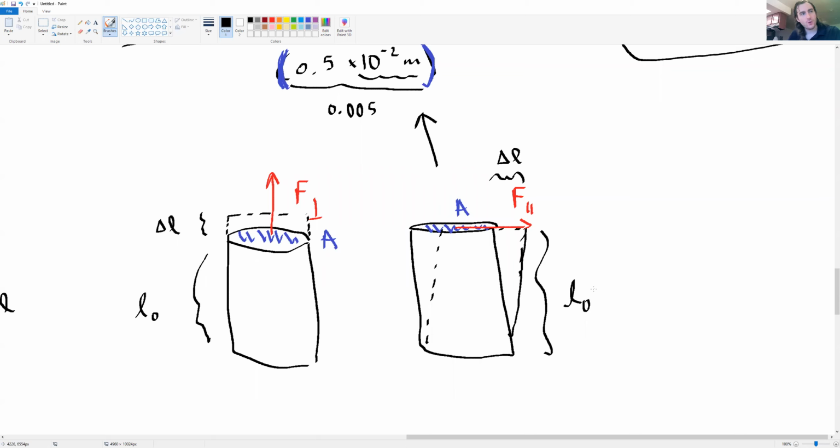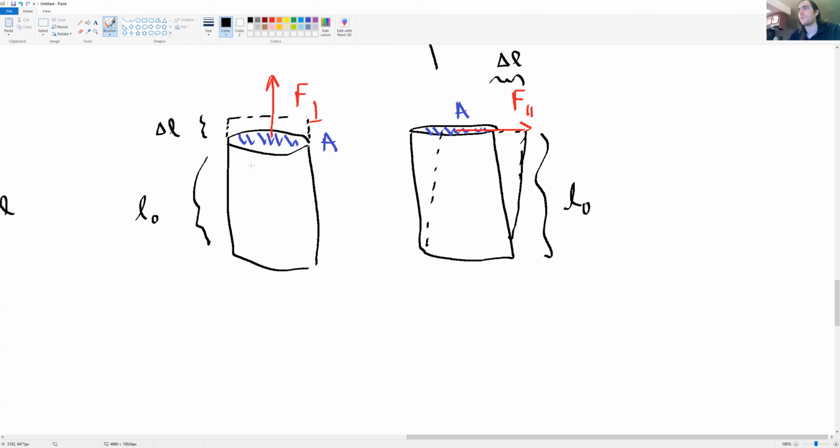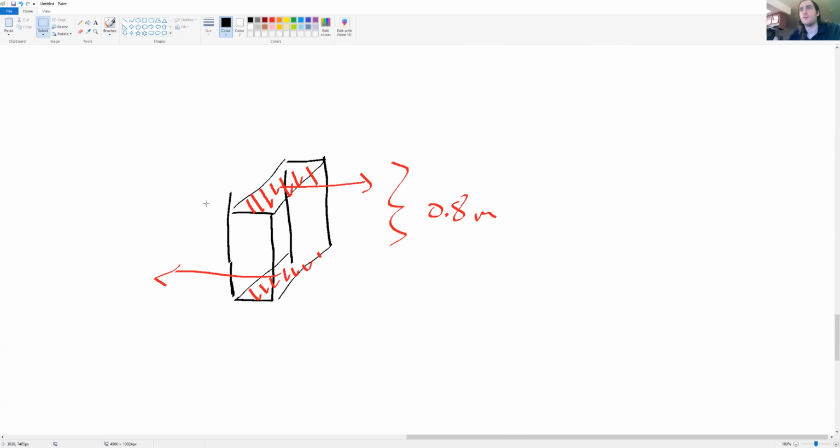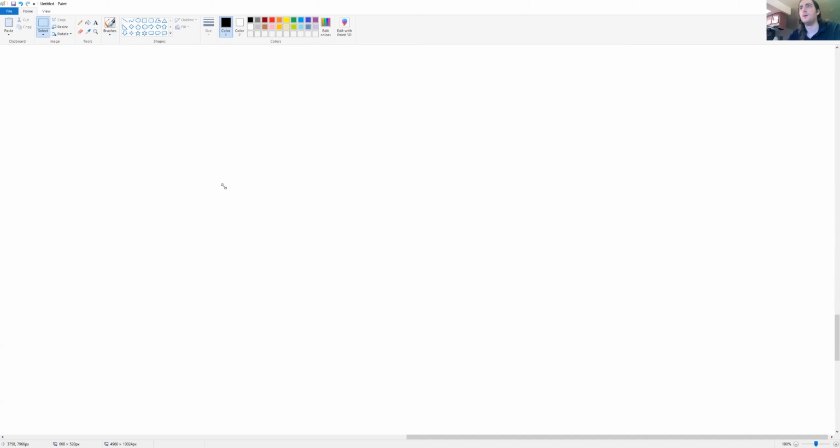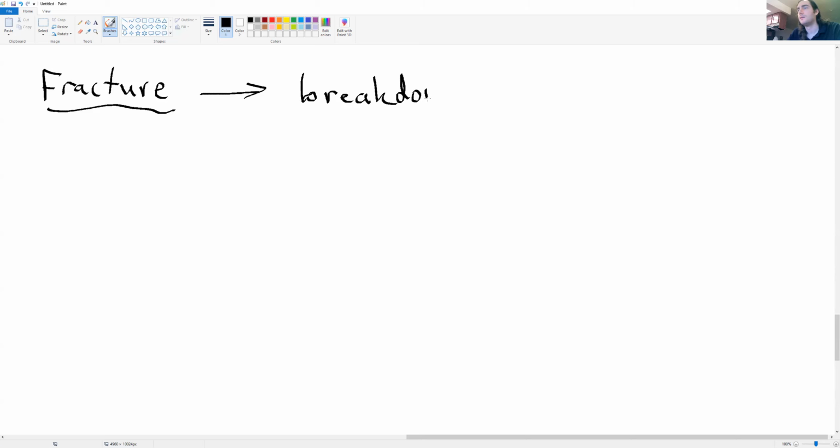For the next 20 minutes, the last bit of the class here, we're going to talk about one of the final sections in the textbook. It's called fracture. That was another diagram I drew for one of the students. So, okay, let's talk about fracture. Fracture is when a material buckles, it breaks. So this is like breaking or breakdown of materials.